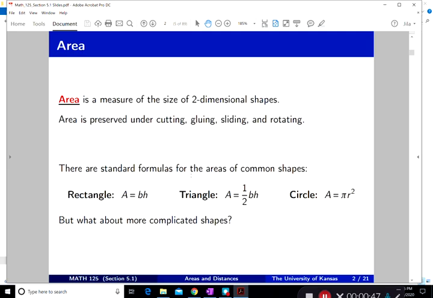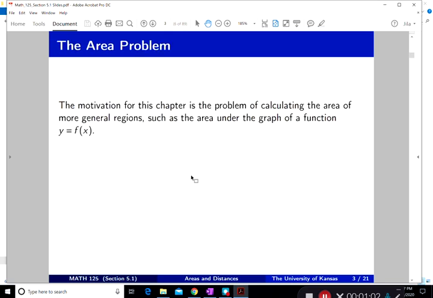The area of a rectangle is side times side. A triangle is side times height divided by 2. A circle is pi times radius to the power 2. But what if we have a complicated shape? What do we do with that?